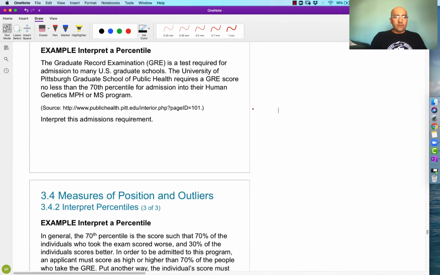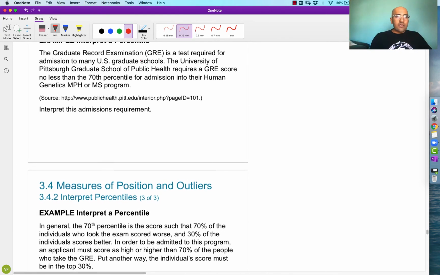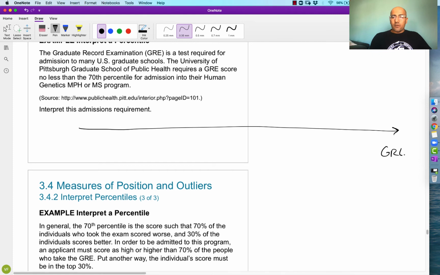To interpret this, if we take all scores that anybody takes, GRE scores, and I'm not really sure what the scale is. Can you score a 7? Is that a possibility? Is that good? Is that bad? I'm not really sure what the scaling is, so I'm just gonna make something up, and it's probably wrong.